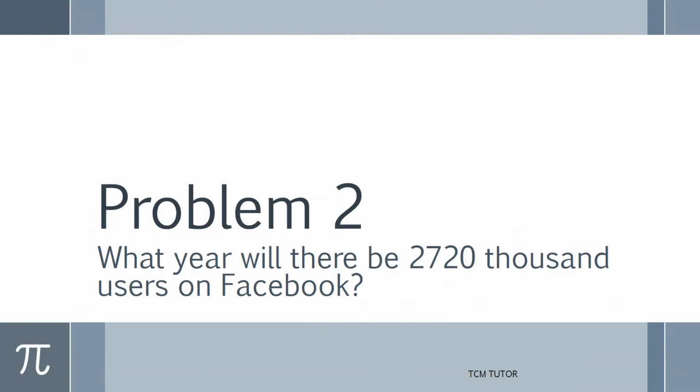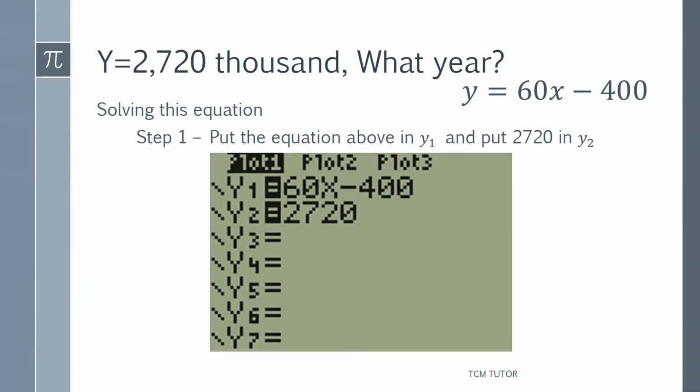Problem 2. What year will there be 2,720,000 users on Facebook? Basically, that means 2,720,000 users on Facebook. So solving this equation, put the equation above in y1, the y equals 60x minus 400, and put the 2720 in y2.